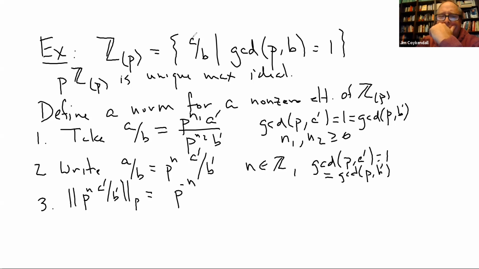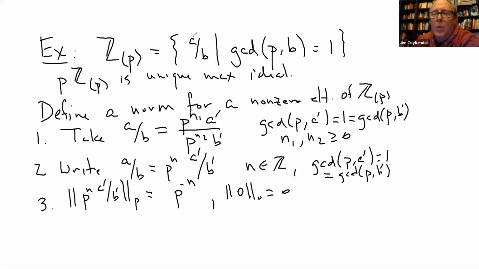Now, this is kind of weird, because what this means is, and we'll define the norm of 0 to be 0. Notice that what this means, if you think about norms like from complex analysis or something like that, first of all, the bigger N is, the closer you are to 0. So for example, the element P is 1 over P. That's its distance, if you will. P squared is 1 over P squared, and so forth and so on.